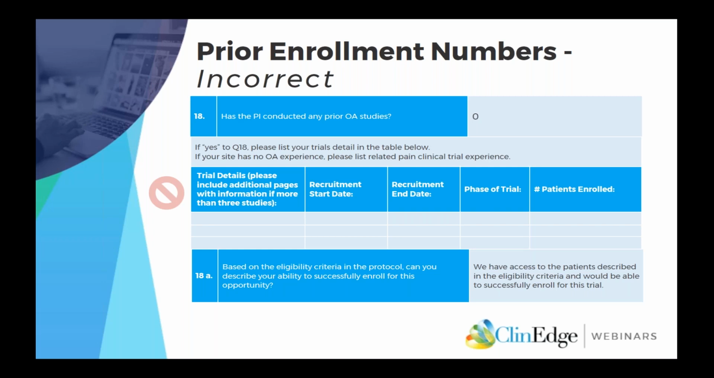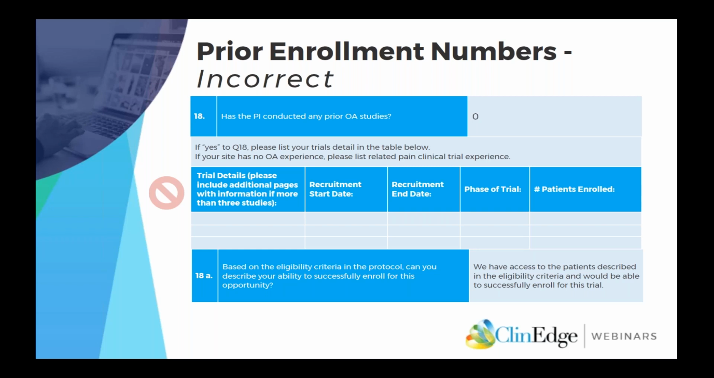Here's another question that always comes up. Again, mentioned as one of our barriers is going to be these prior metrics. In the top question, asking if your research naive investigators conducted prior OA studies. Not a whole lot you can do there. 0. It's going to stay the same for both of them.